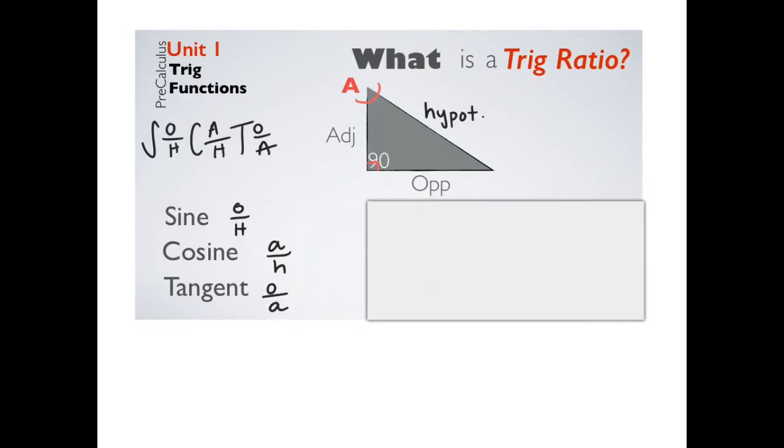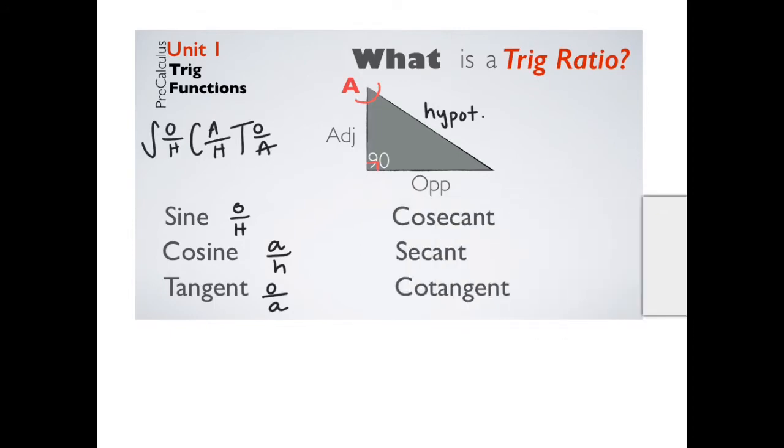Now we are going to add on to those. We're going to add cosecant, secant, and cotangent. Now these guys are all going to have relationships with each other. There is no coincidence that sine is across from cosecant, cosine is across from secant, tangent is across from cotangent. What happens when you go across is that the fractions reciprocate. So cosecant is hypotenuse over opposite. Secant is hypotenuse over adjacent. Cotangent, adjacent over opposite.